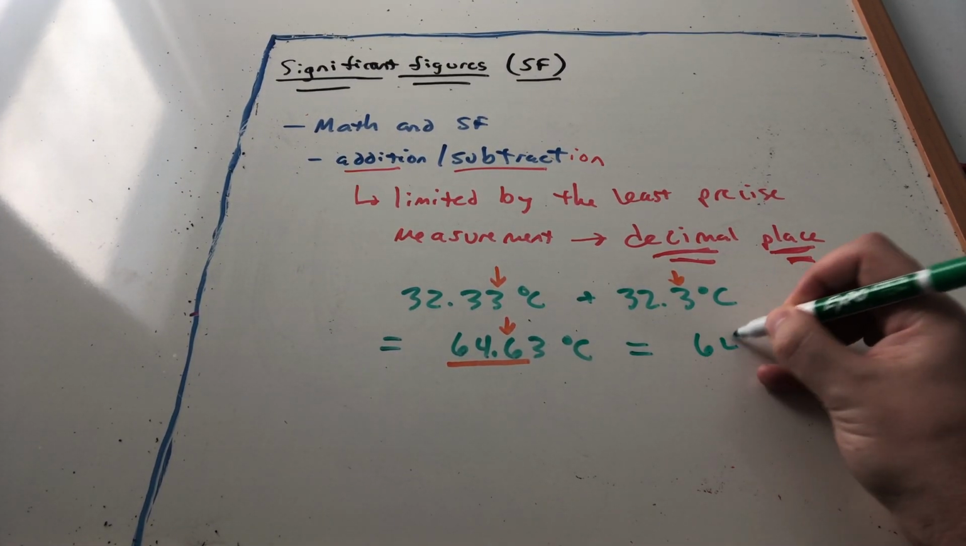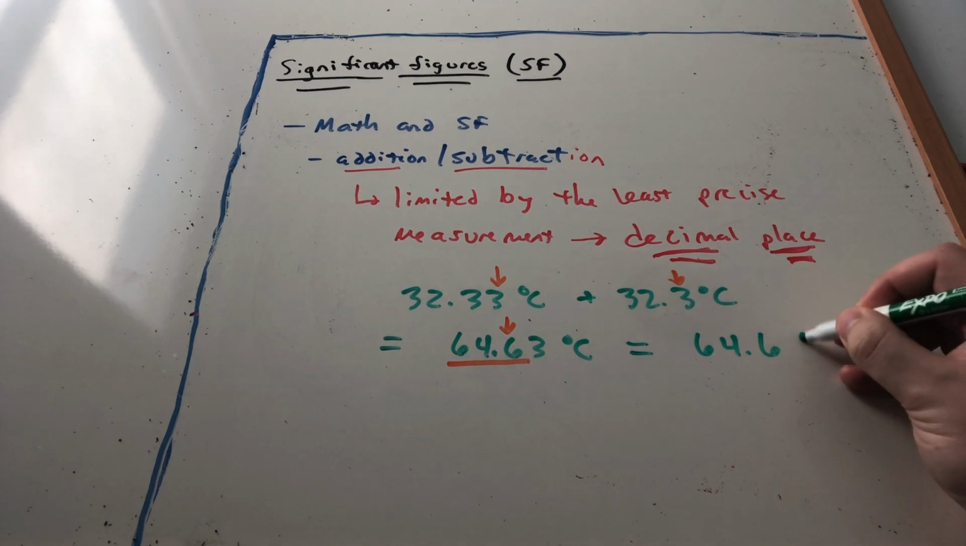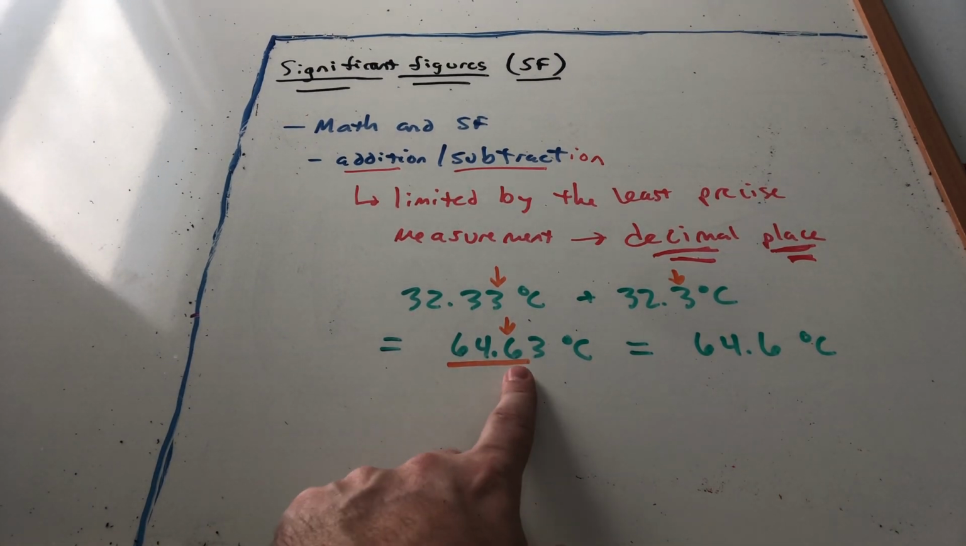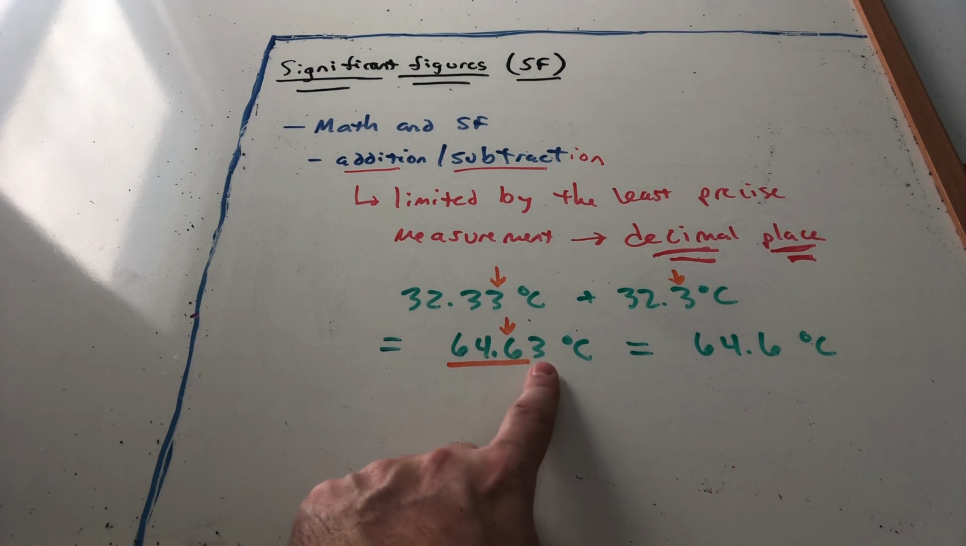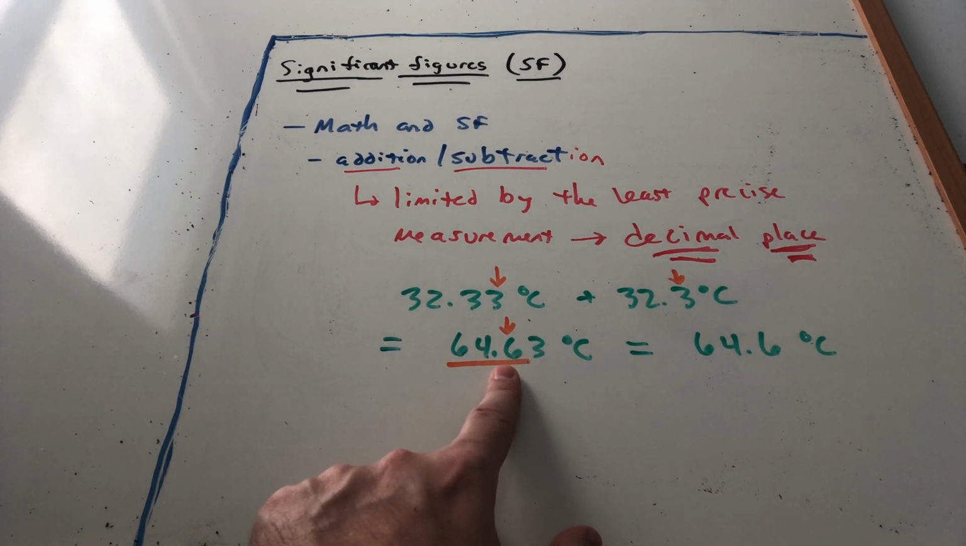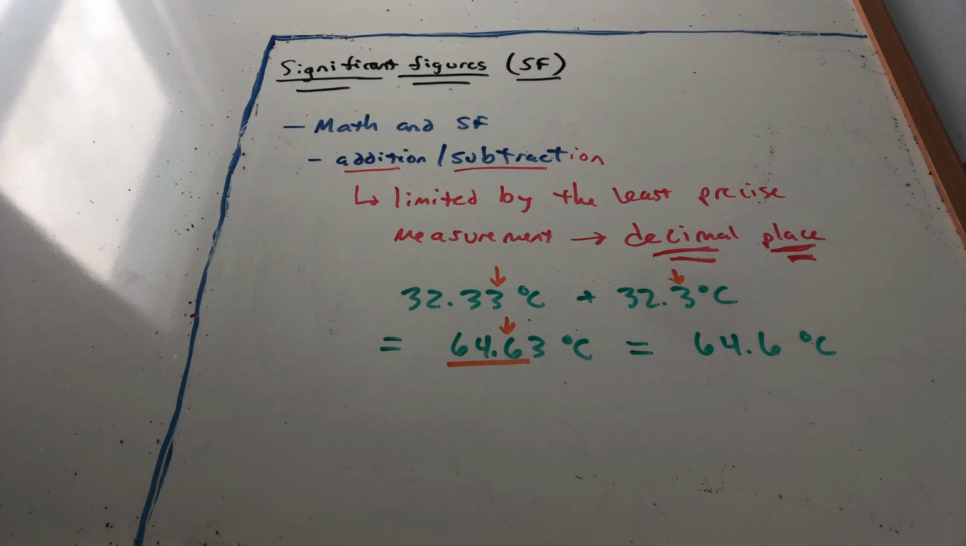So my final answer would be 64.6 degrees Celsius. Now, why do I not make this 64.7? Remember our rounding rules, this would have to be 5 or higher to bump this up. It's not, so my final answer is 64.6 degrees Celsius. So it's all about decimal place.